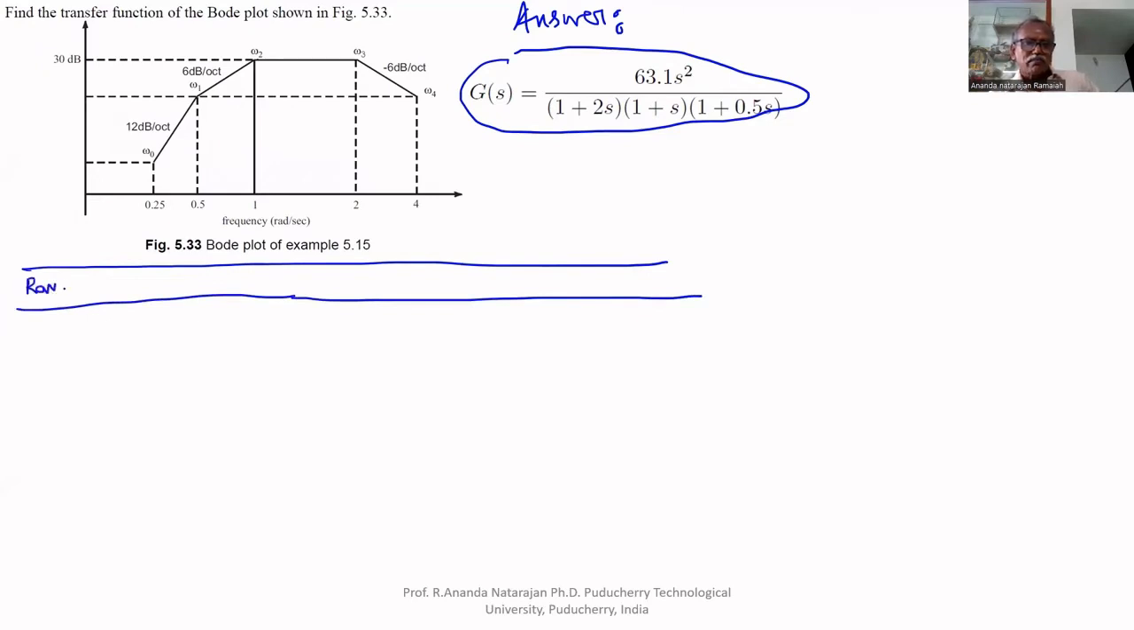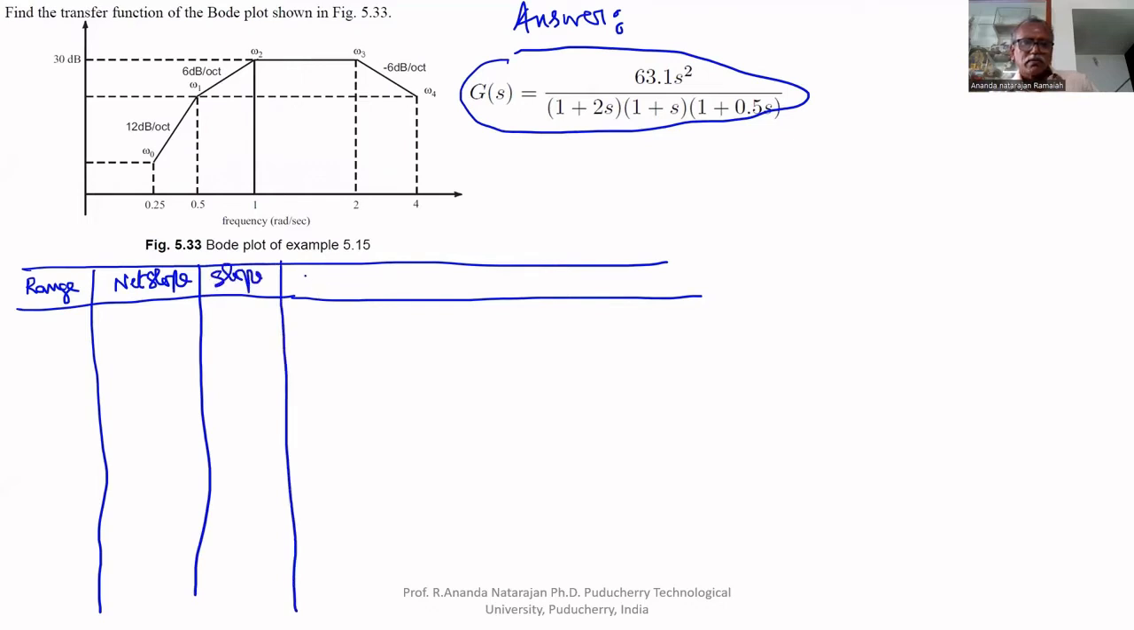Range, net slope, then slope, corner frequency, then factor. So these are all. So now the range is for the first one.